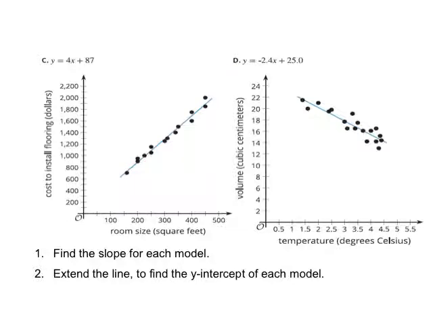Okay, model D. Here, the slope is negative 2.4 and the y-intercept is 25. The slope means for each 1 degree Celsius increase in temperature, the volume in cubic centimeters goes down 2.4 cubic centimeters. And the y-intercept says if the temperature is 0 degrees Celsius, then the volume is 25 cubic centimeters. This probably does make sense, and you can see if we extend it, it should be up there around 25.